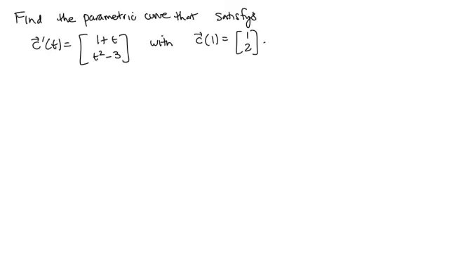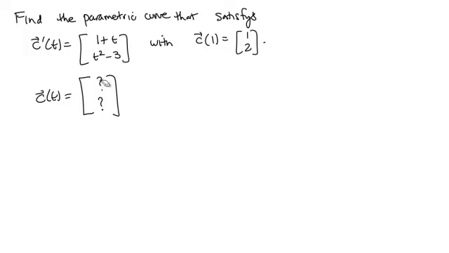A common variation on the previous example is this problem right here. Find the parametric curve that satisfies c prime of t equals 1 plus t comma t squared minus 3 with the initial condition c of 1 equals the vector 1, 2. This is sometimes called a differential equation. The goal is to find a function c of t, in this case a vector-valued function, that has the desired properties. Well, all this really is, is an integration problem working backwards.